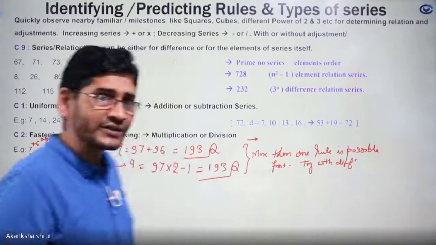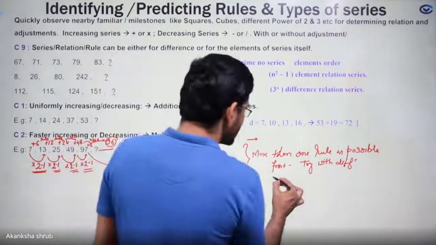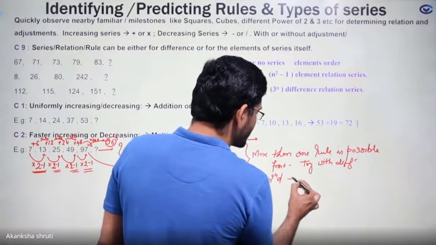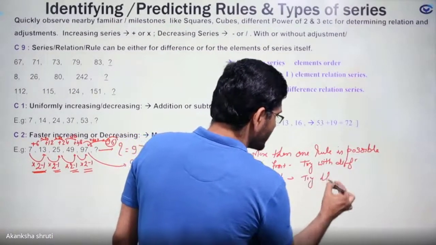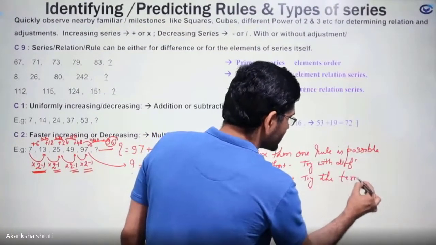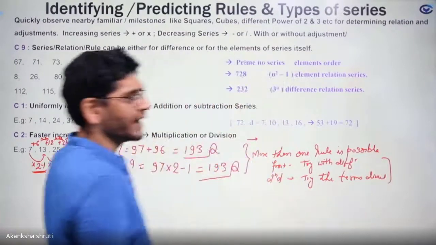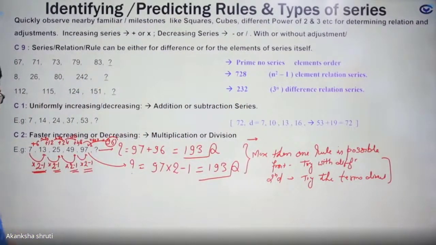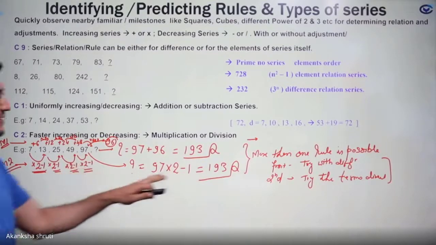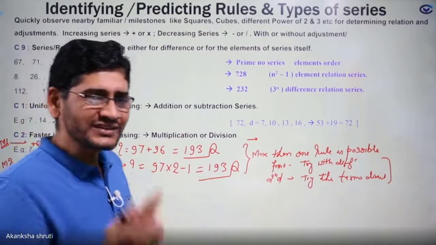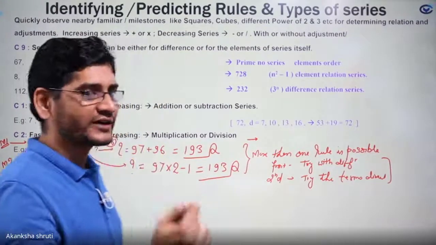But if you are not getting that, then next, in the second step, you should try the terms directly, and in some questions both are applicable. Like here we are observing that in the first method that we solved, the difference rule was applicable. In method number 2, the multiplication with adjustment is applicable. Okay, students, these are the key things that you have to understand. So let us recall again.